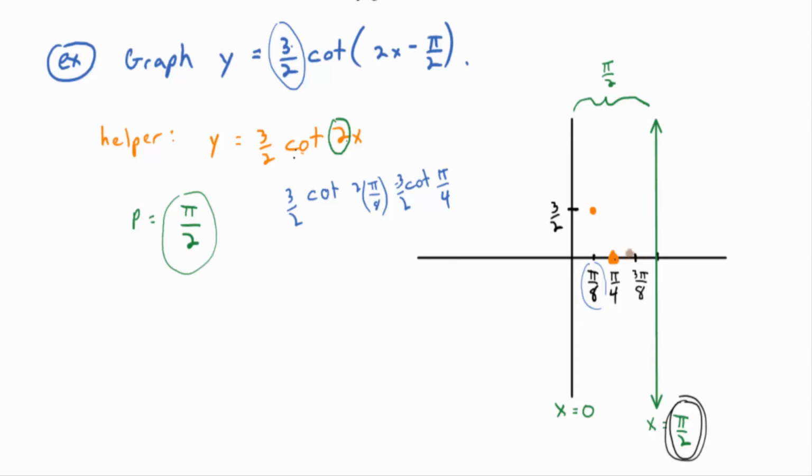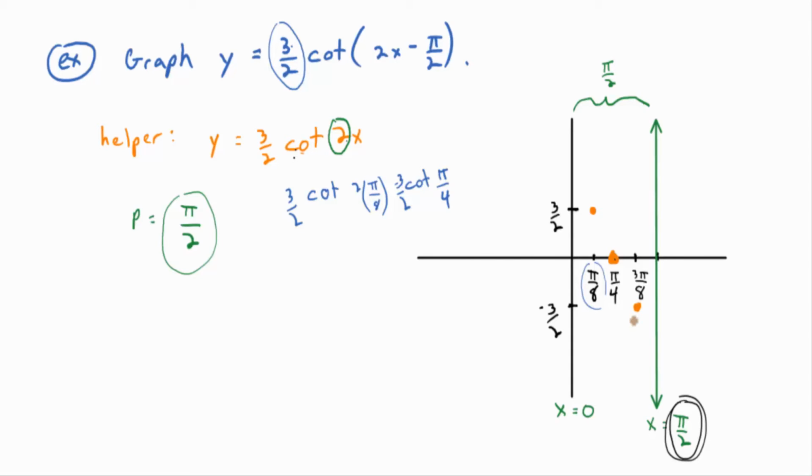And then if you plug in 3 pi eighths, you'll end up taking the cotangent of negative pi fourths, which goes to -1. And then if you multiply that times 3 halves, when you plug in 3 pi over 8, you'll get -3 halves.